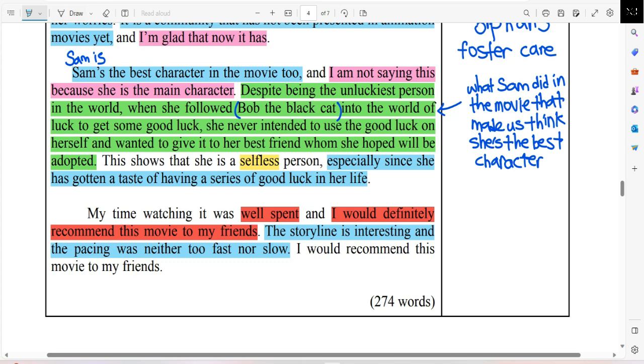Why do I recommend this movie to my friends? So we do a mini summary of why, or give two reasons. Let's not confuse you. So we give two reasons, or one reason, why we will recommend this movie to our friends. Number one, the movie is interesting, and number two, the pacing. The pacing is the speed, was neither too fast nor too slow.